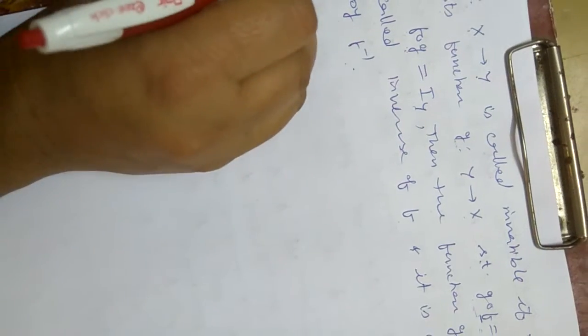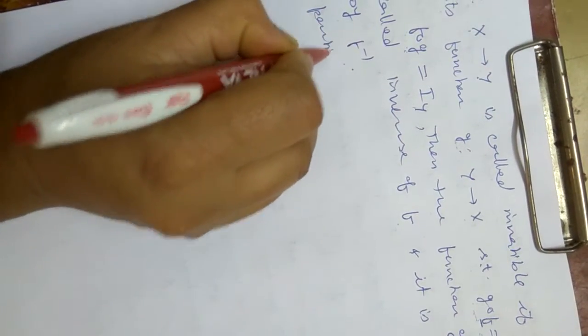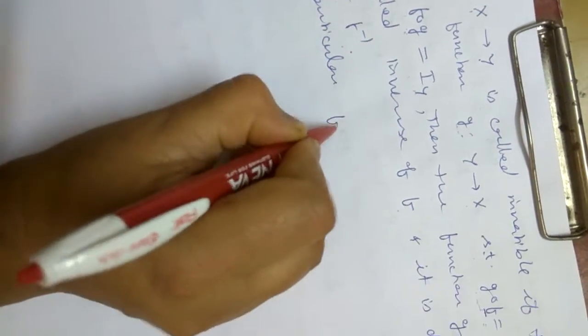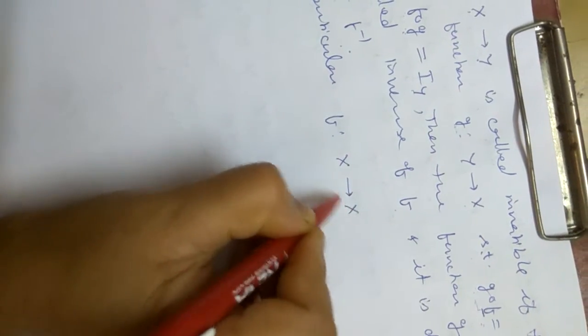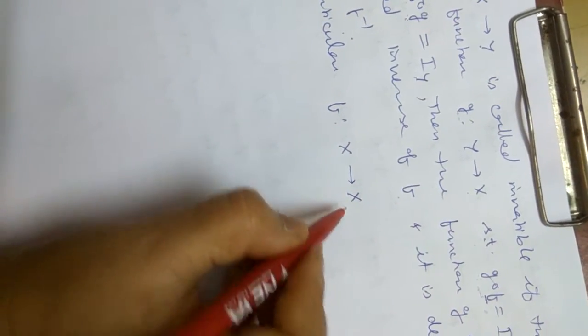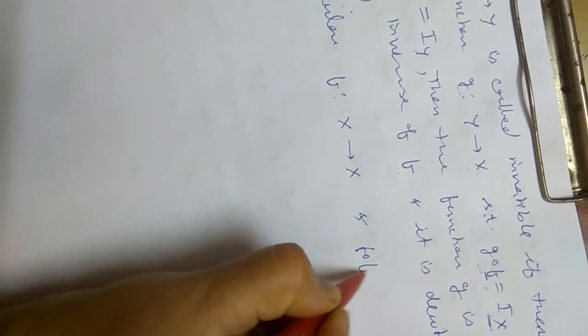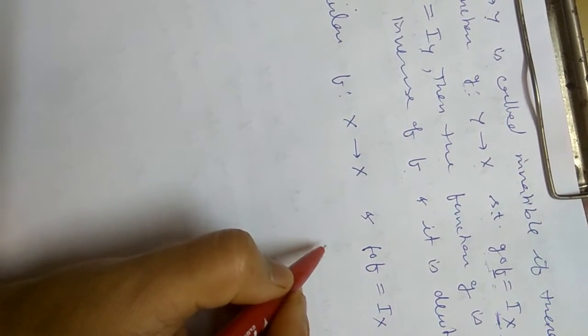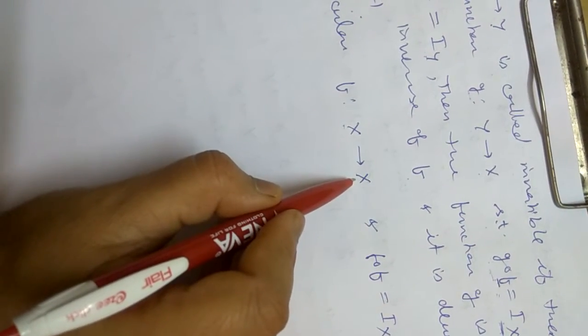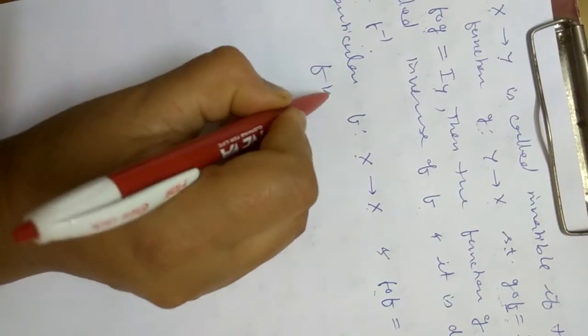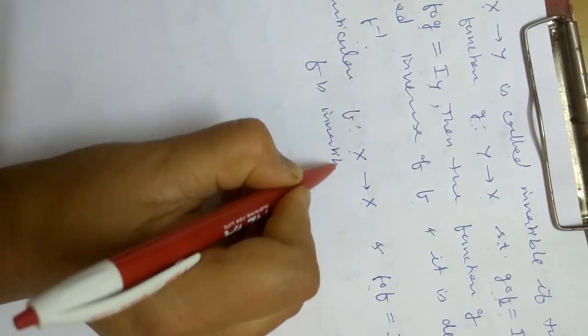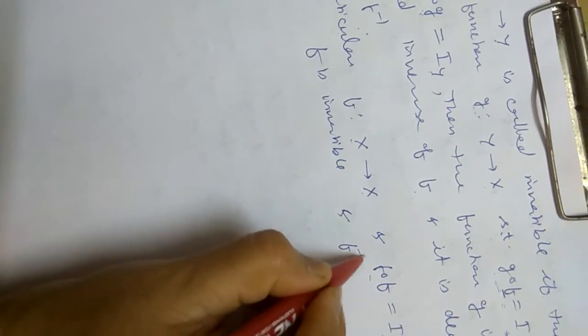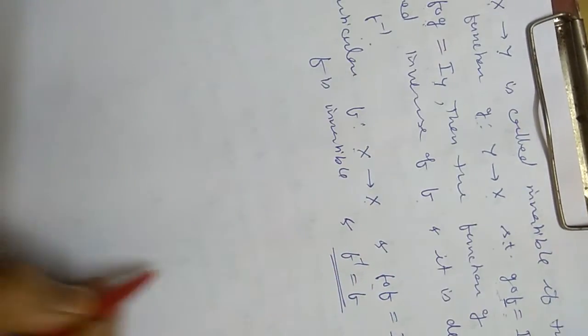In particular, if f is a function from X to X and f of f is equal to IX, then f is invertible, and f inverse is equal to f.